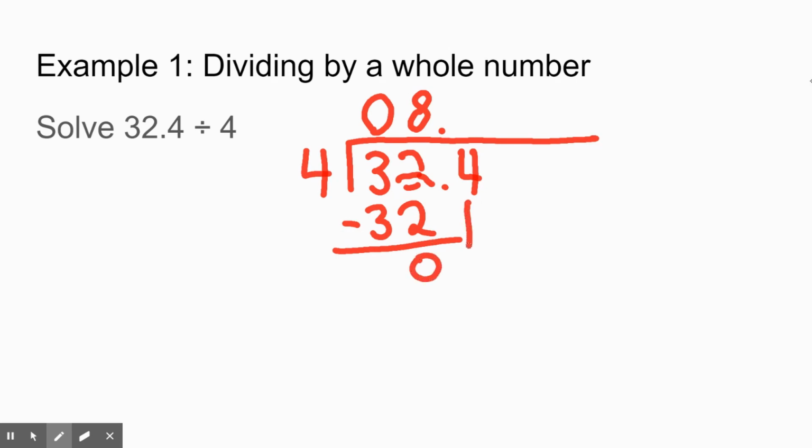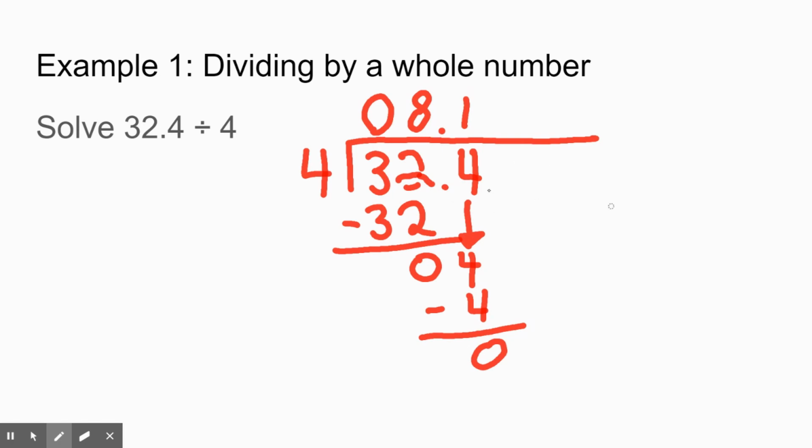Now we have to deal with the 4. So we're going to drop the 4 down here. We're going to drop it like it's hot. And we're going to repeat that same process again. How many times does 4 go into 4? Well, it only goes in once. So we're going to put a 1 right there. 4 times 1 is 4. We subtract, and we get a 0. Now that we have a 0, and we have no other digits up here, we know that we're done.